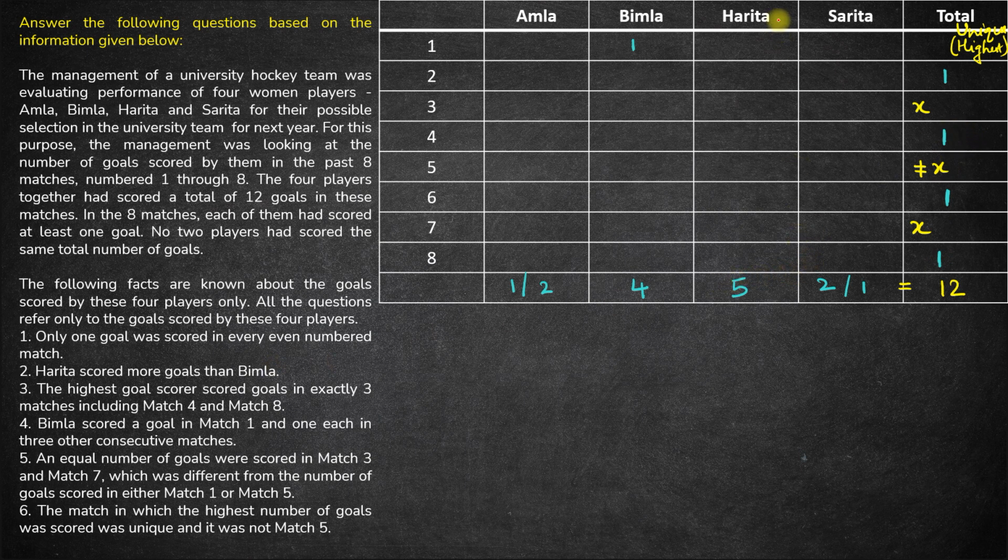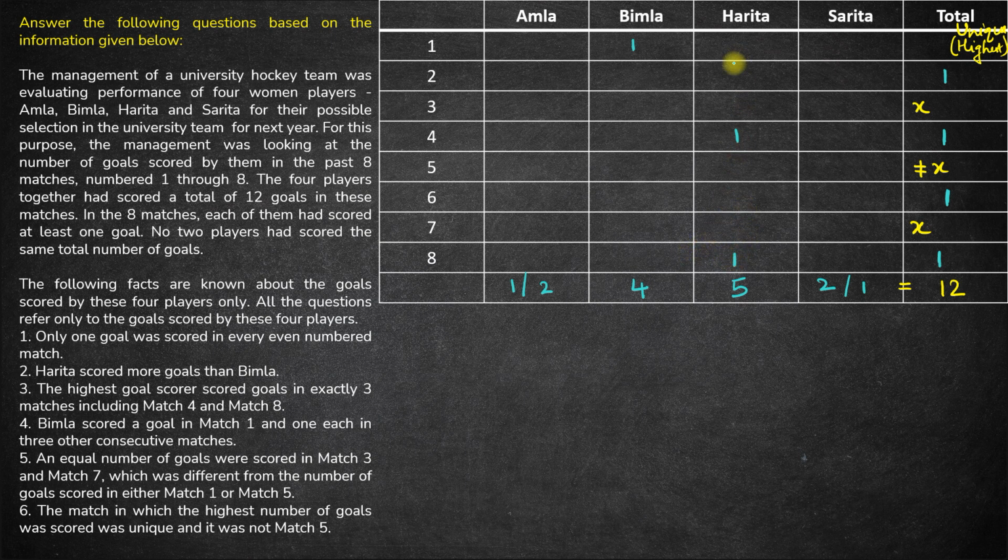Now, the highest goal scorer is basically Harita. And for the highest goal scorer, it is known that she scored goals in exactly 3 matches, including match 4 and 8. So in match 4, a total of 1 goal was scored. The only possibility for Harita here is 1 goal. Same is the case for match 8.